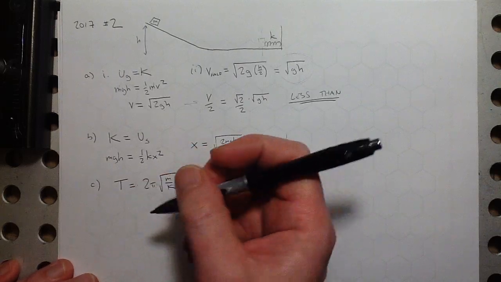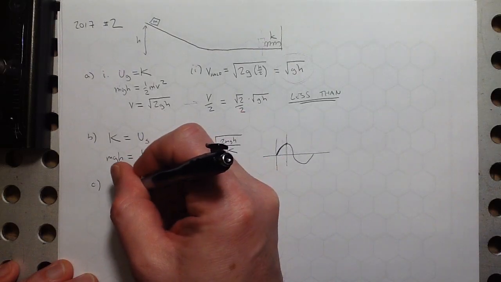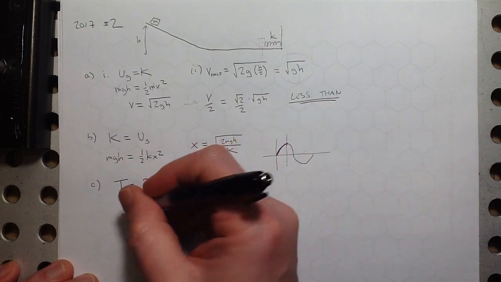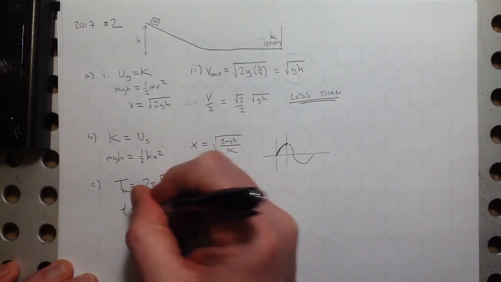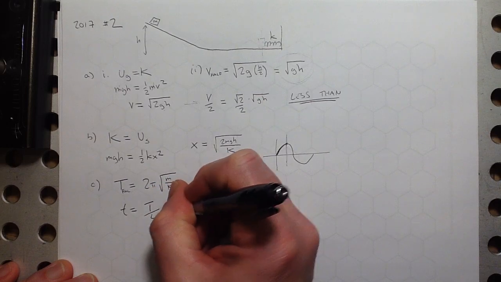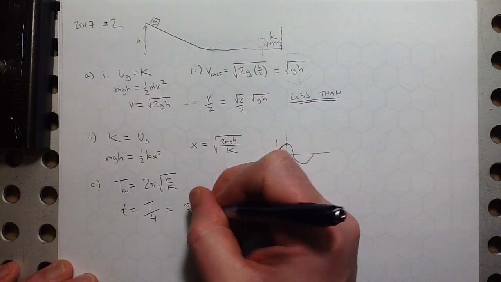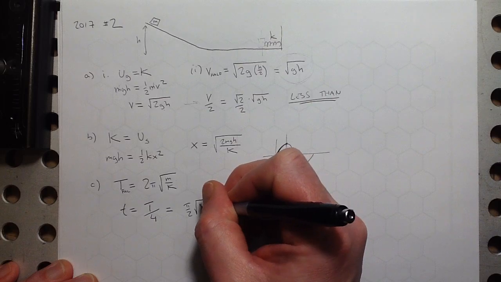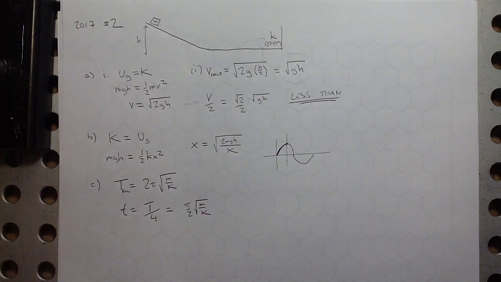So that's like the full period. You could say that if you wanted to. So the time we're interested in here is that full period divided by 4, which would be pi over 2 times the square root of m over k. 1/4 the period of the oscillation.